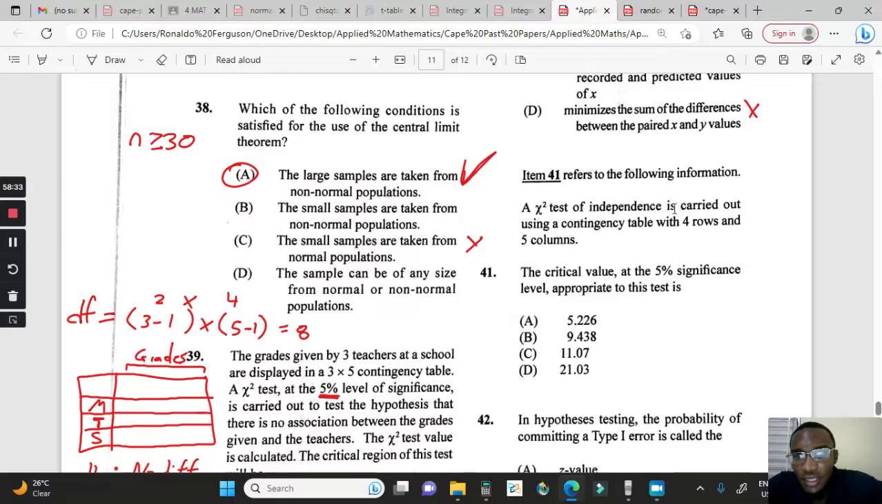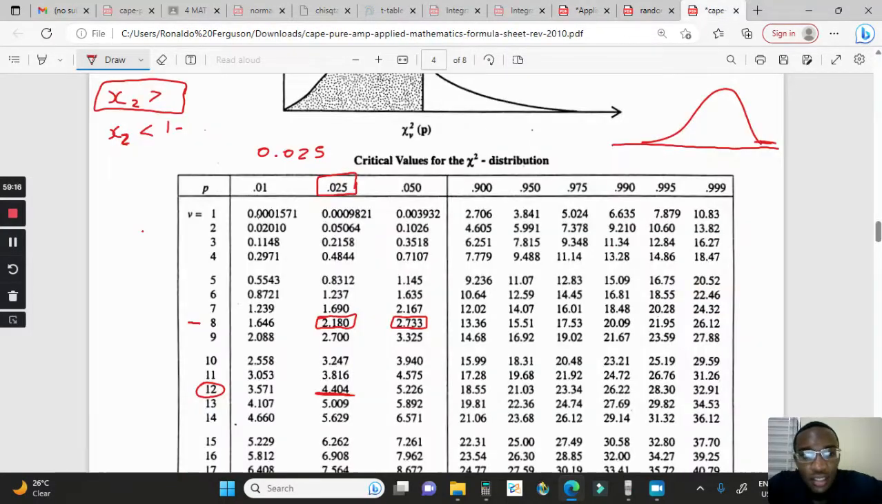Now it says a chi-square test of independence is carried out using a contingency table with 4 rows and 5 columns. So first thing, work out your degrees of freedom. Remember, your degrees of freedom is n minus 1 for the rows times n minus 1 for the columns, or some people like to say r minus 1 times c minus 1. So 4 minus 1 is 3, times 5 minus 1 is 4, and 3 times 4 is 12. So the degrees of freedom is 12, and this is at a 5% significance level. So we're looking at our chi-square with 12 degrees of freedom, 5% significance.